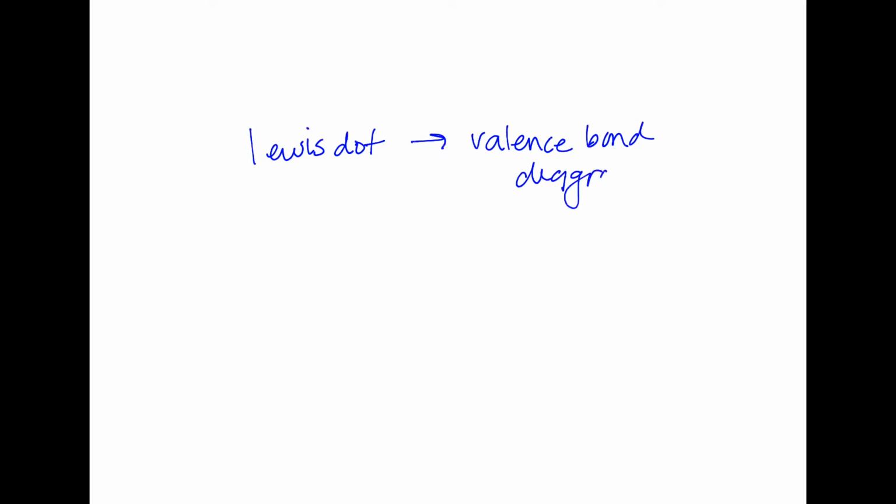Class, this is our review video about how to take a Lewis dot structure and turn it into a valence bond diagram. Now the difference between those is that a Lewis dot is going to look very flat, and it only takes some things into consideration.